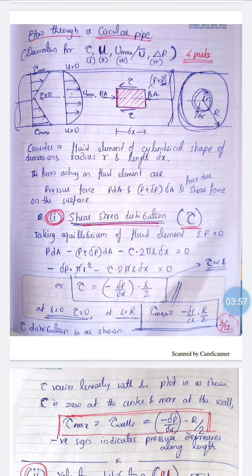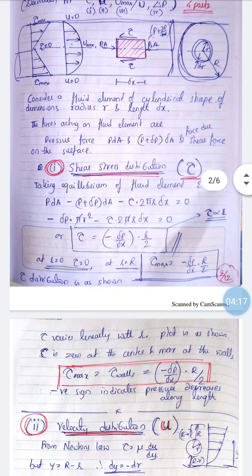So, when you simplify, you will get tau is equal to minus dp by dx into small r by 2. Here you can see that shear stress is directly a function of radius, and delta p by delta x indicates that it is a pressure gradient. The negative sign indicates the pressure decreases with the length. The other observation from this equation is tau varies directly as r.